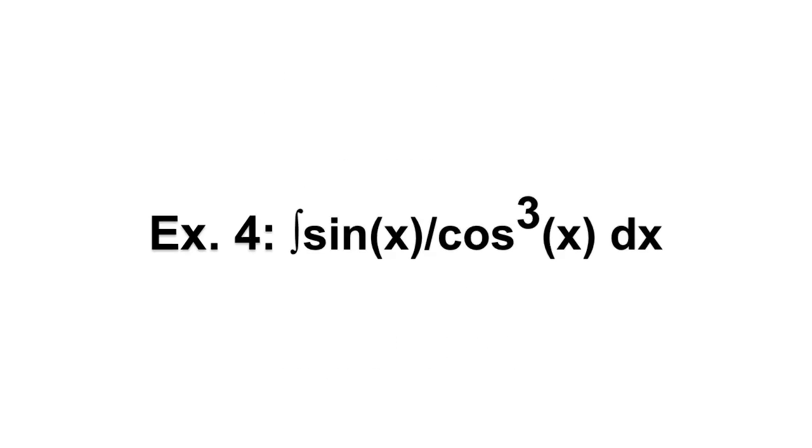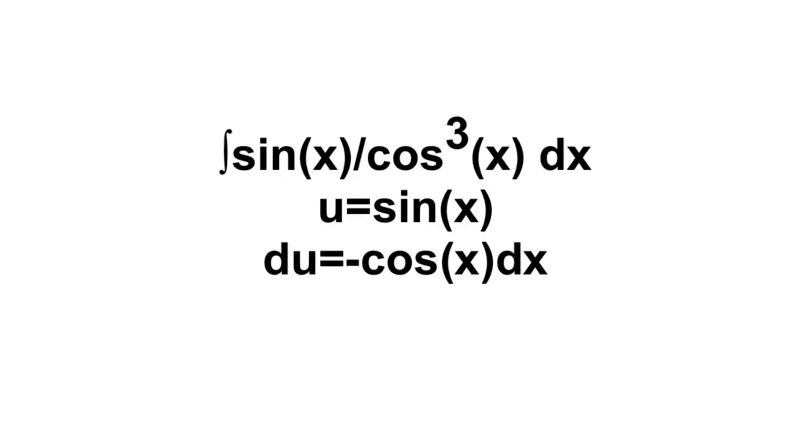Our fourth example is the integral of sine of x divided by cosine of x to the third. This one can be tricky at first because the derivative of sine of x is cosine of x, and the derivative of cosine of x is negative sine of x, so you may not know which one to u sub for. If we substitute sine of x for u, we would get du equal to negative cosine of x dx. This would mean that we would need cosine of x times dx in the numerator, but in the original problem, cosine of x is in the denominator, so this method would not work.